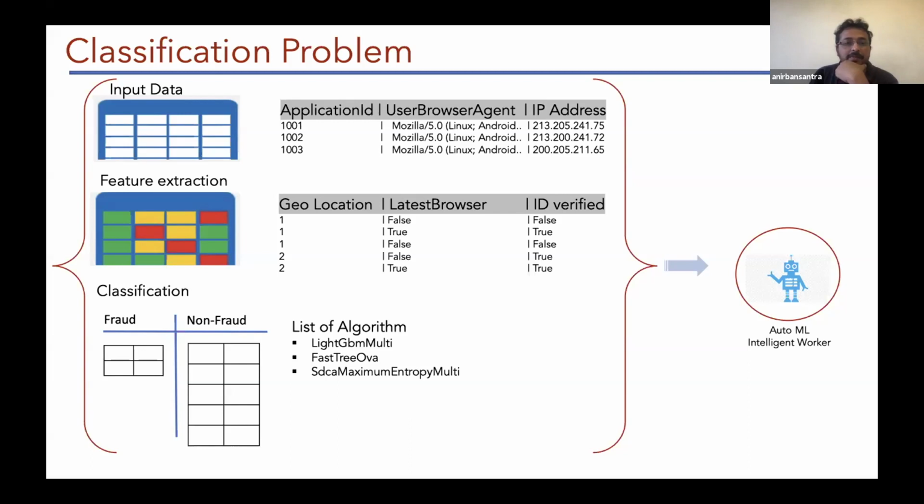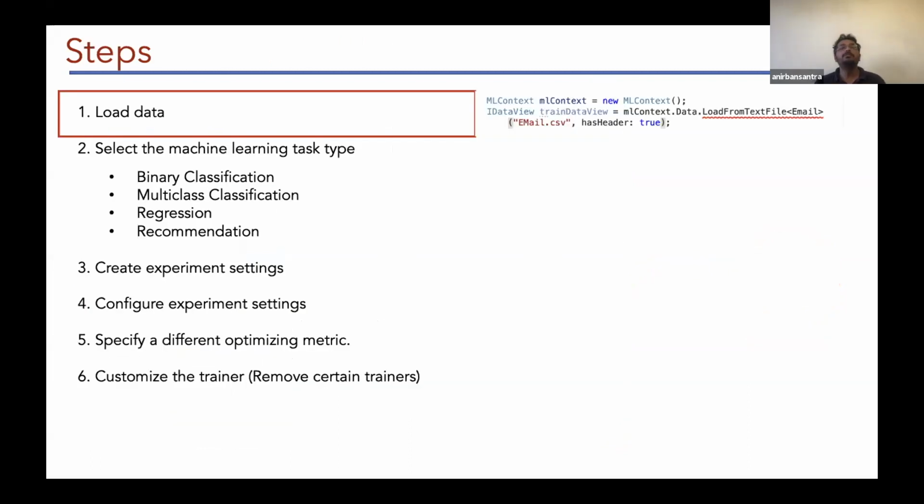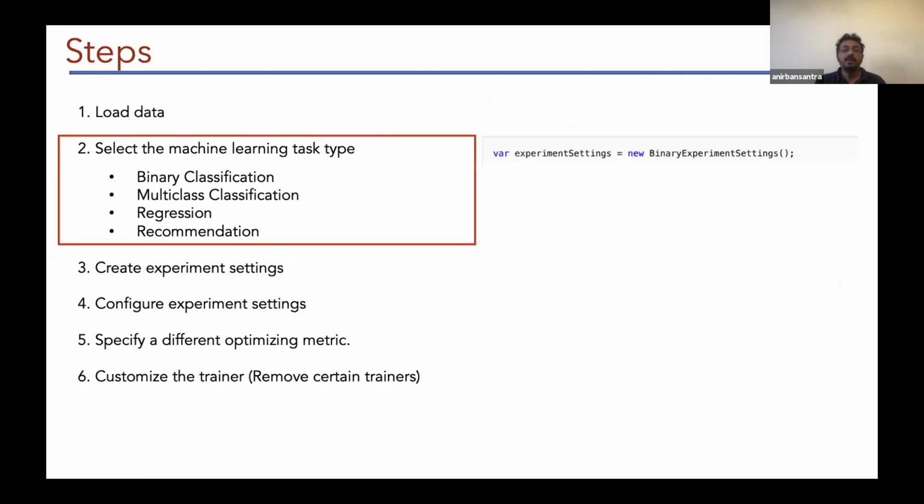Let me explain. The steps are pretty straightforward and mechanical. First, load the data, just load the raw data we have provided. Next, select the machine learning task type. This is important, and anyone can identify it, because in our fraud checking problem, we are trying to identify whether it is a fraud case or not. So it is a classification problem, and since the output is binary, either fraud or not, it's a binary classification.